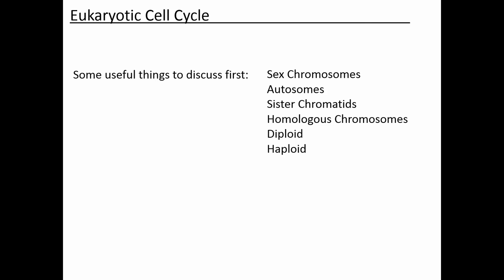Oops, not sister chromosome, sister chromatids. Sister chromatids are the 2 copies of a duplicated chromosome that are attached to each other. They're going to remain attached to each other, and then later on in the cell cycle they get separated from each other. Okay, this is just vocabulary. It's important in order to understand when I describe the cell cycle.